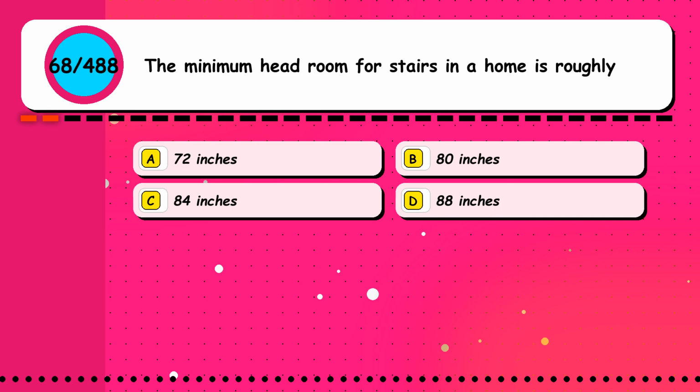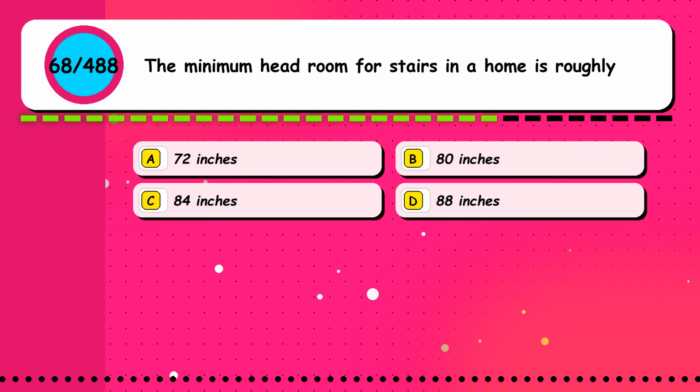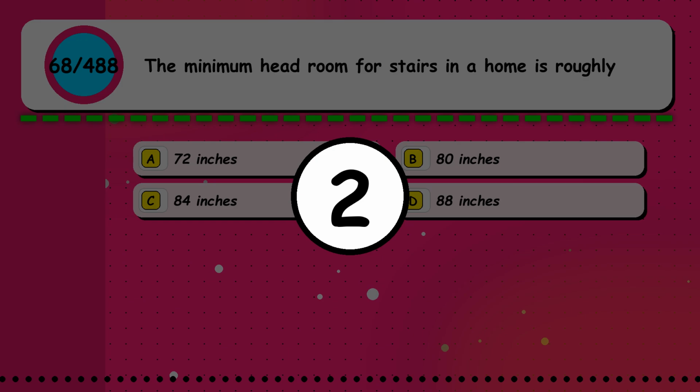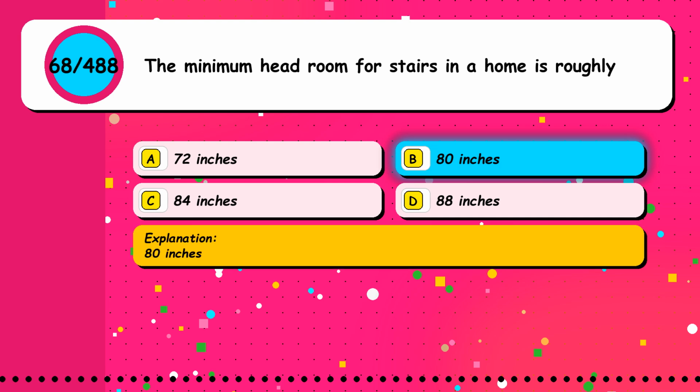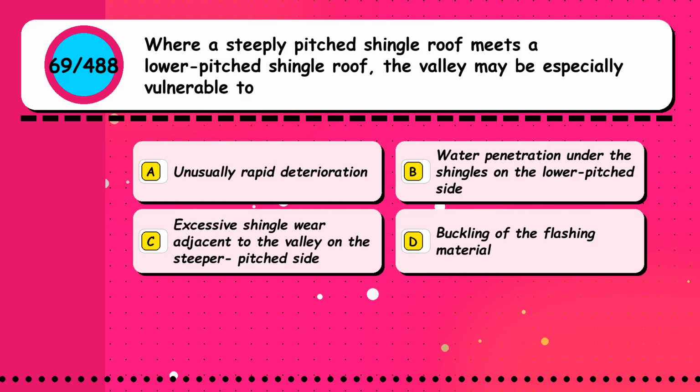Question 68. The minimum headroom for stairs in a home is roughly: option A, 72 inches. Option B, 80 inches. Option C, 84 inches. Option D, 88 inches. The correct answer is option B, 80 inches.